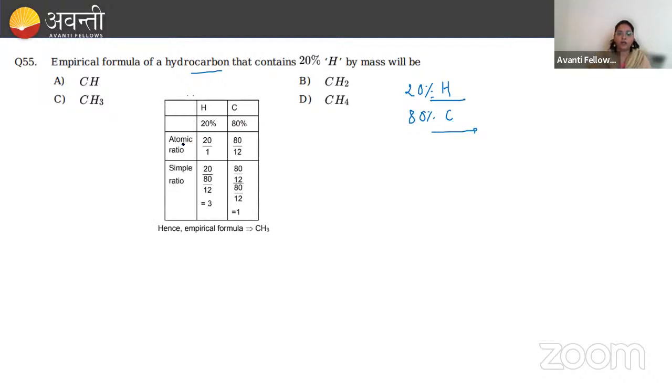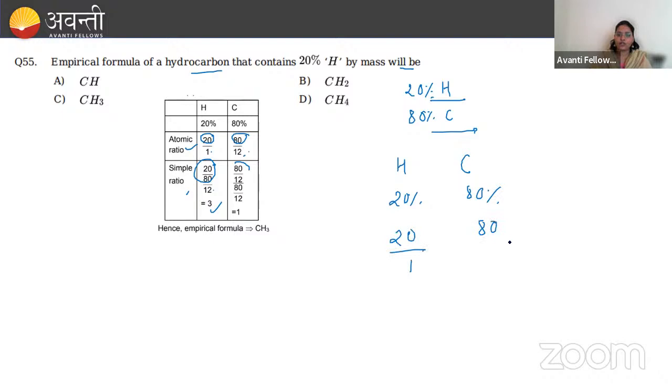See, atomic ratio is given, 20 by 1, 80 by 12. Okay. Simple ratio: 20 divided by 80 by 12, you will get 3 hydrogen. What I did was divide 20 by 80 by 12. See, here is hydrogen, here is carbon, this is 20%, this is 80%. Okay, these are the concentrations of hydrogen as well as carbon by mass in the given hydrocarbon. So you can write that this is 20 and this is 80.